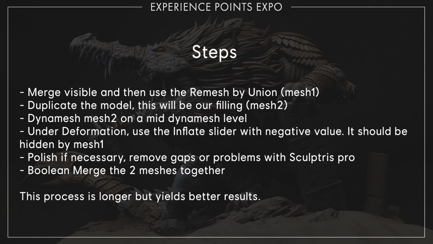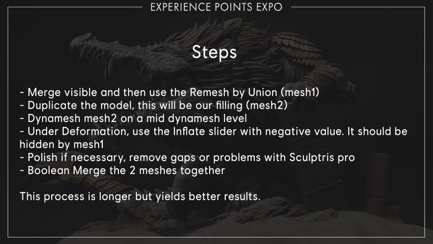The steps to do it. So basically, we will take our initial mesh. We will do the Remesh by Union on the first one, and then we will duplicate this model, and we will basically make this model our filling. That way we will fill all the gaps and all the holes inside the model. So we will Dynamesh this other mesh, the filling mesh, and we can put a mid-level Dynamesh resolution on it, so it doesn't lose too much detail, but at the same time, it's not super, super detailed, and we can move stuff easily if we need to.